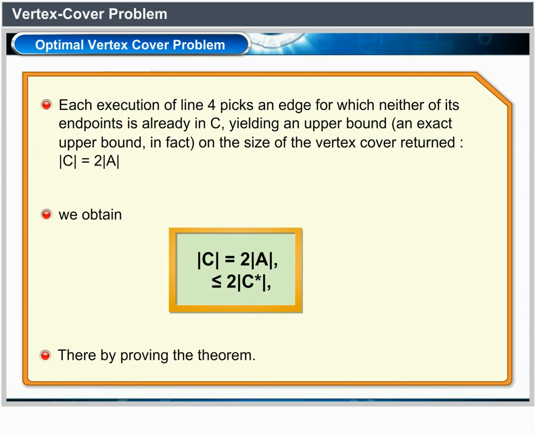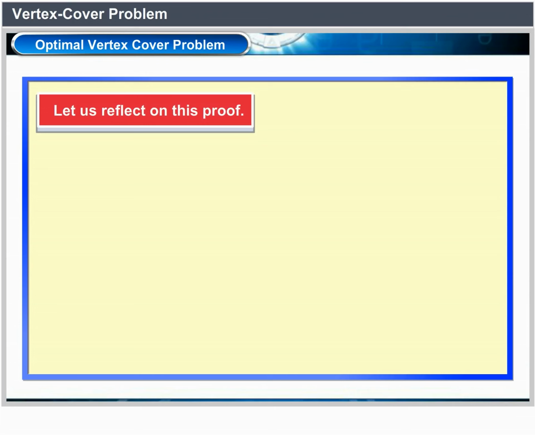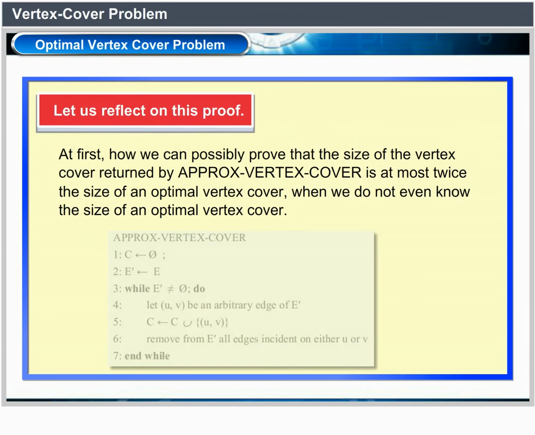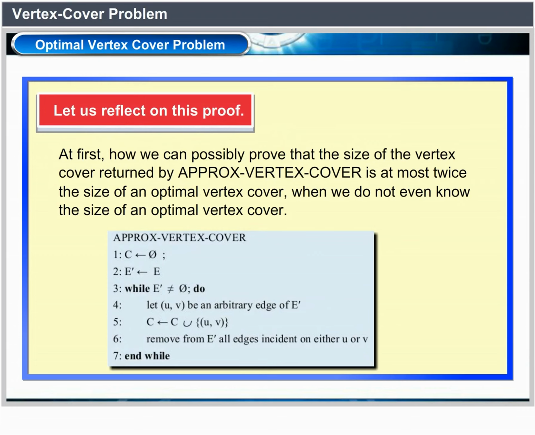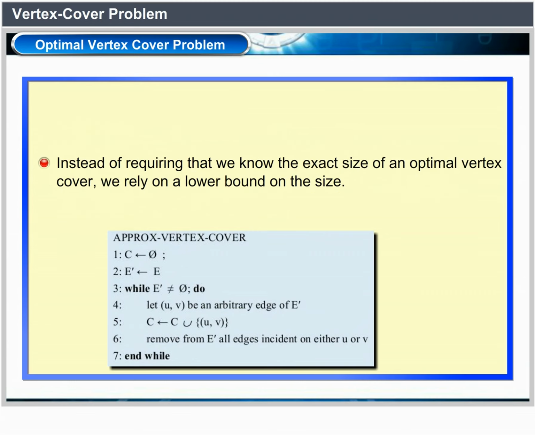Let us reflect on this proof. At first, how can we possibly prove that the size of the vertex cover returned by APPROX-VERTEX-COVER is at most twice the size of an optimal vertex cover, when we do not even know the size of an optimal vertex cover? Instead of requiring that we know the exact size of an optimal vertex cover, we rely on a lower bound on the size.